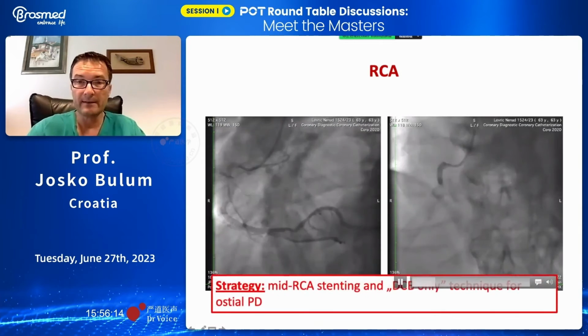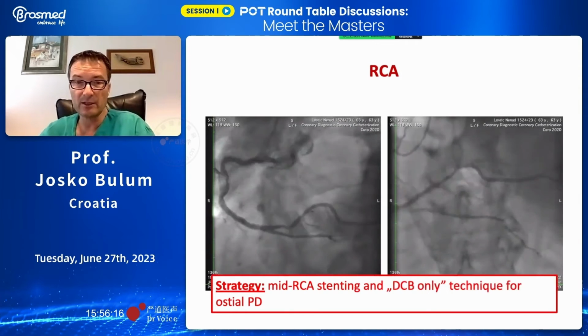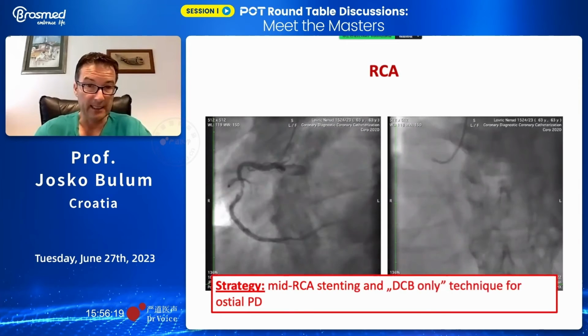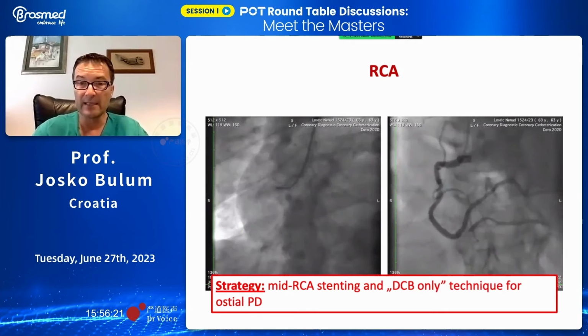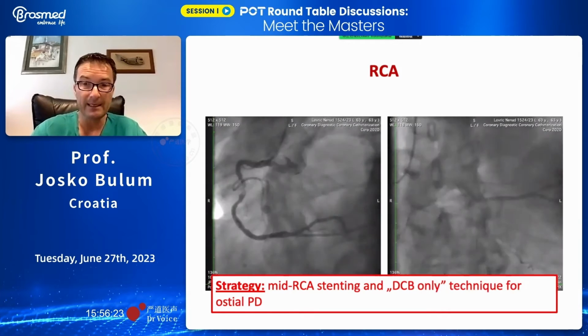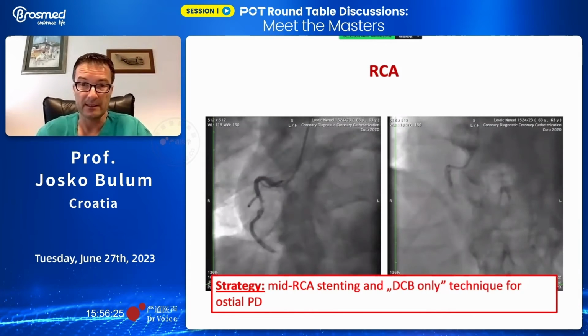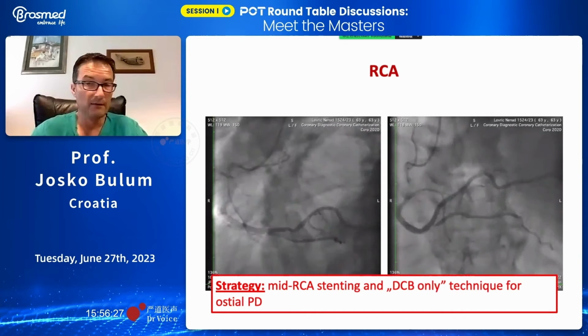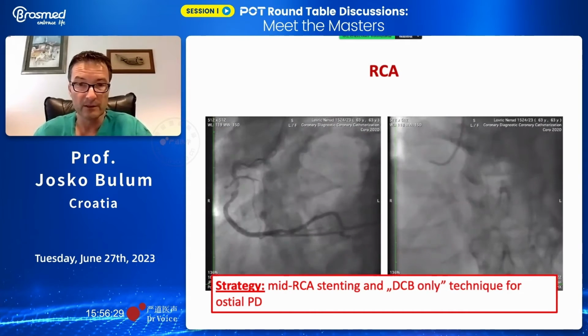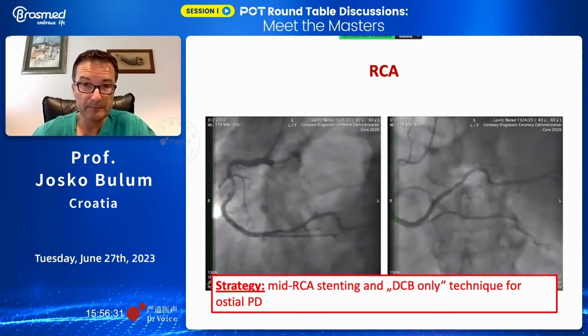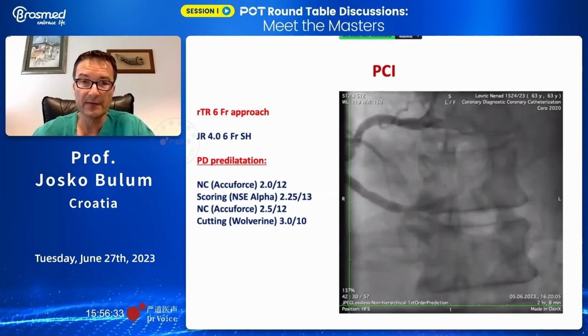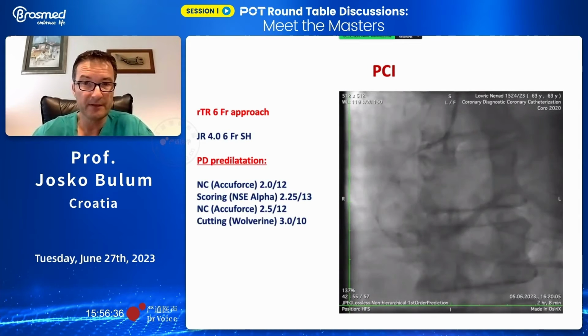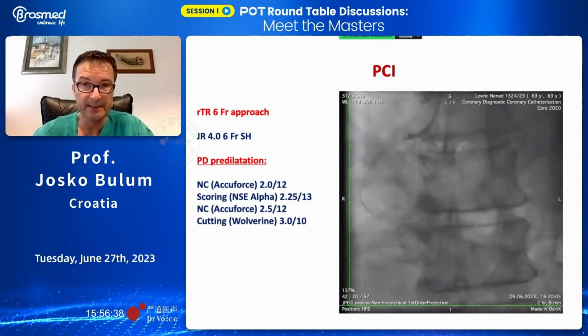So the younger colleague was starting this procedure, and his strategy was to do the stenting of the mid RCA and to try to resolve these ostial PD lesions with the DCB-only technique, which is the preferred technique in our center typically for the ostial lesions of the small side branches. The procedure was done with the 6 French system with the normal Judkins right guiding catheter.